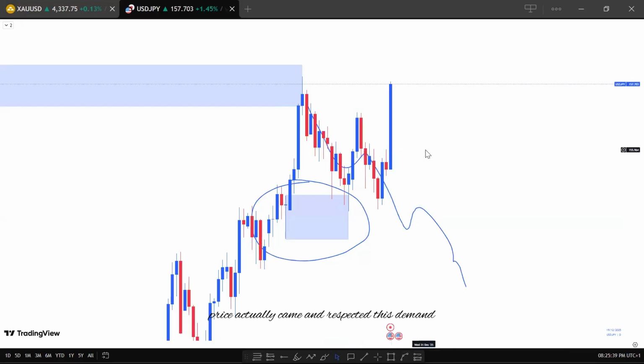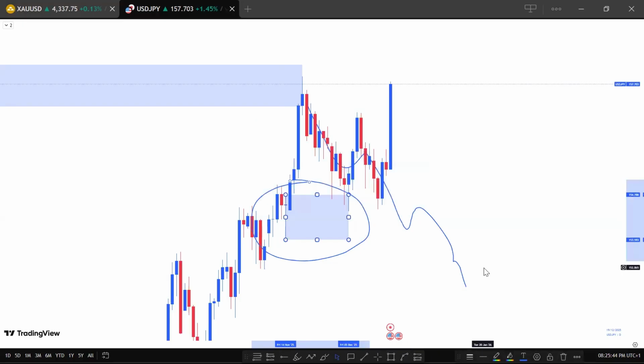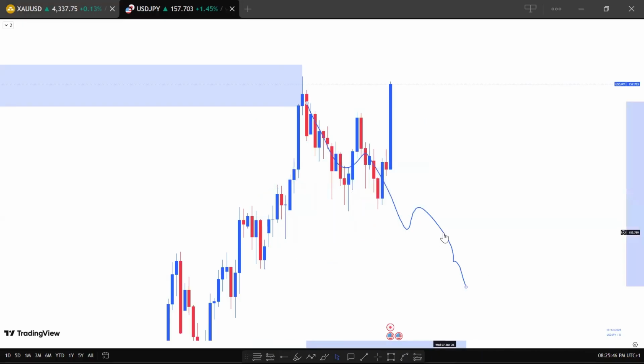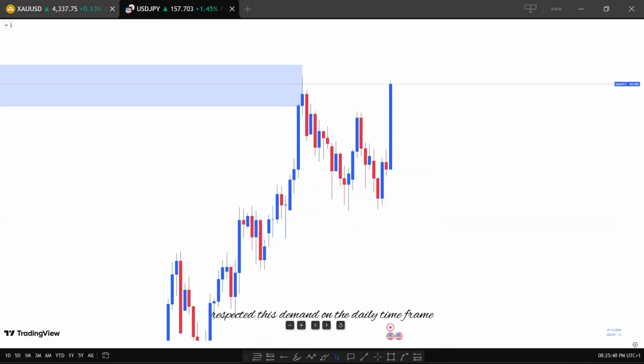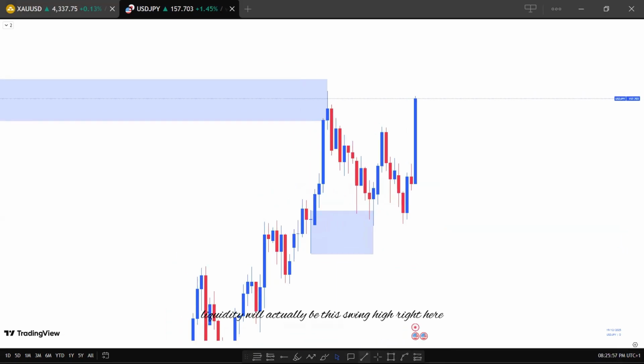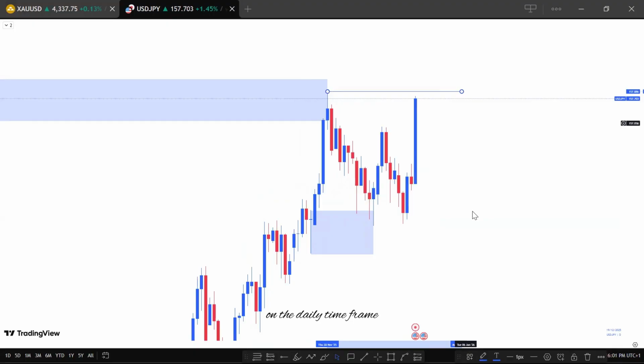Price came and respected this demand on the daily time frame. So if price respects this demand, the next buy side liquidity will be this swing high right here on the daily time frame.